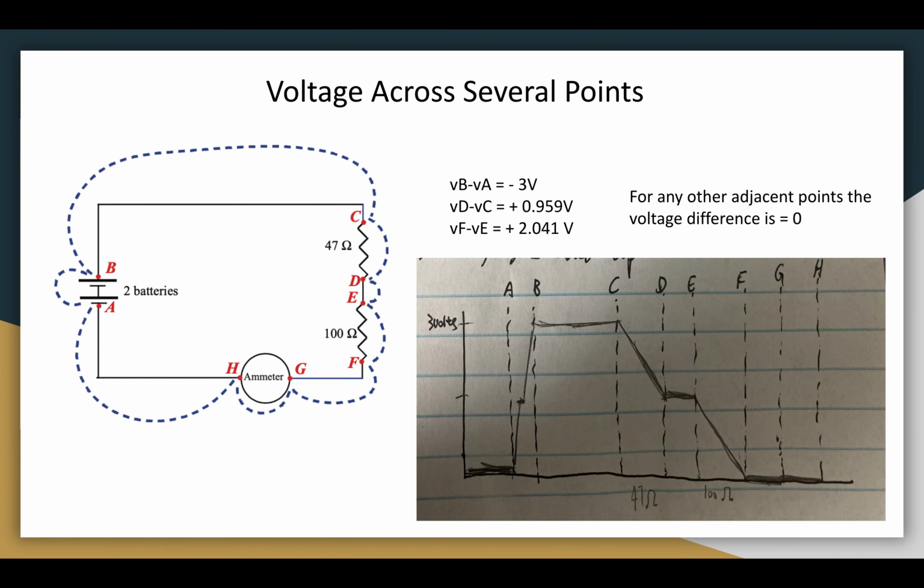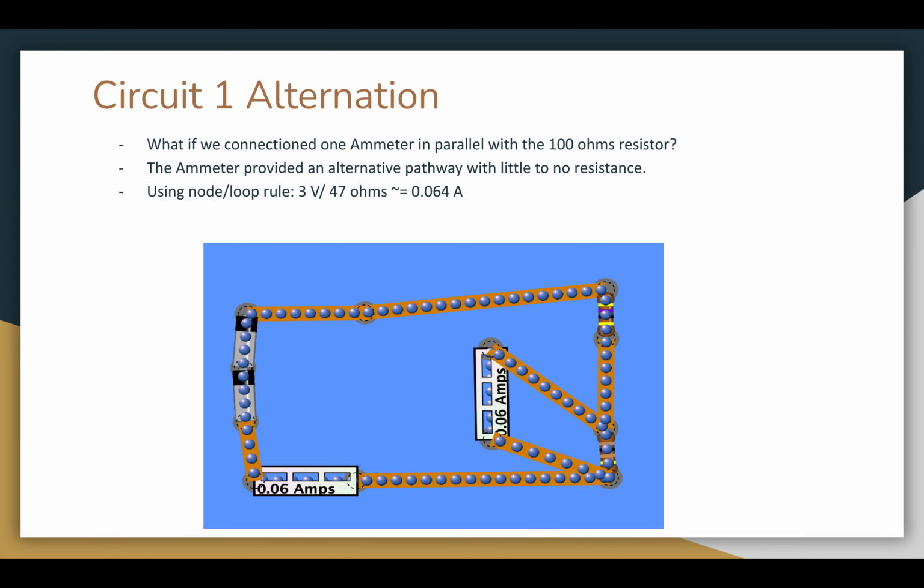This is a graph of the voltage change. As you can see, it's basically, as I mentioned, from A to B, and C to D, and E to F. That's the only place it changed. So what if we connected one emitter in parallel with the 100 ohms resistor? Then the emitter will provide an alternative pathway with little to no resistance. So the electrons will like to flow that way, such that I will only really have one resistor working. So the value I calculated is 0.064, close to what the lab is measuring right here.